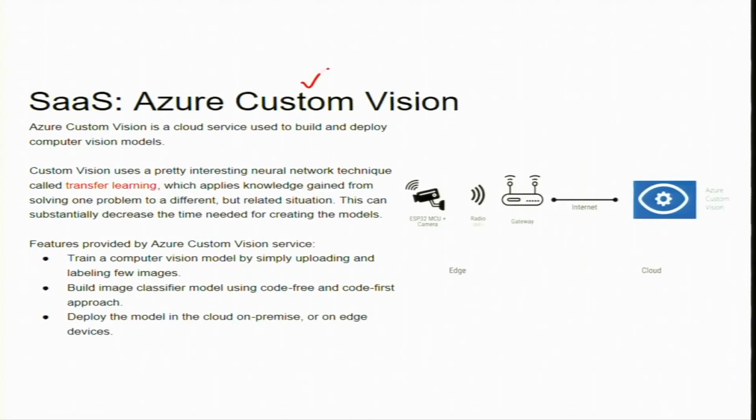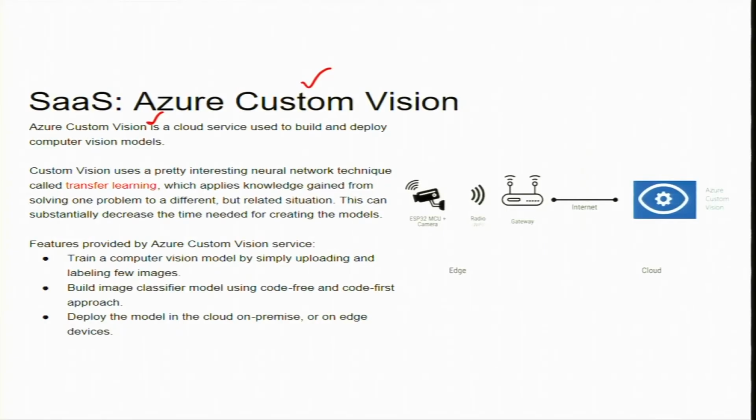So, let us see one such service which is called Azure Custom Vision service for doing the computer vision, that is a software as a service platform. So, Azure Custom Vision is a cloud service used to build and deploy computer vision models. This is one such example which we are now illustrating here.